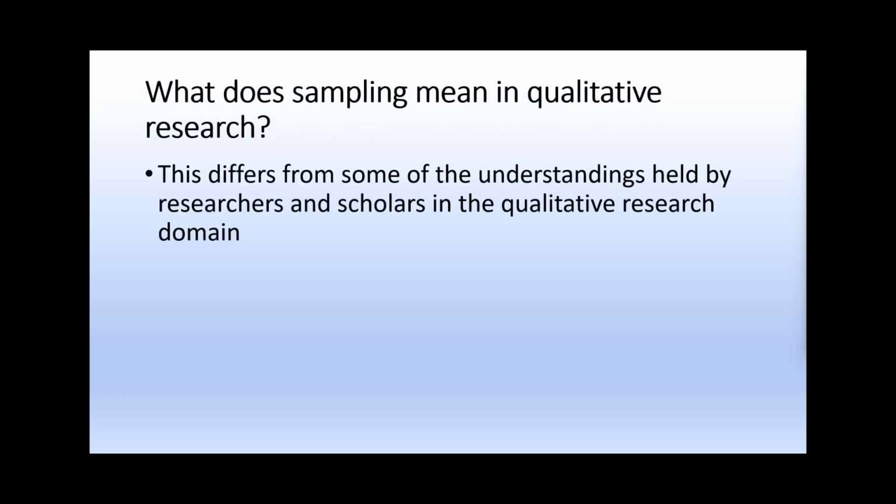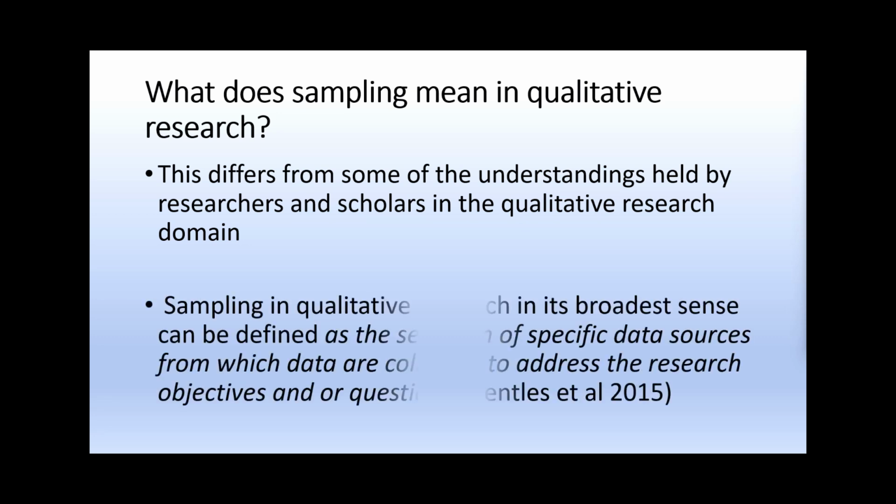So what does sampling mean in qualitative research? You know, even in qualitative research, you have to sample. This differs from some of the understandings held by researchers and scholars. So the definition differs. But sampling in qualitative research, in the broadest sense, can be defined as the selection of specific data sources from which data are collected to address the research objectives and questions.